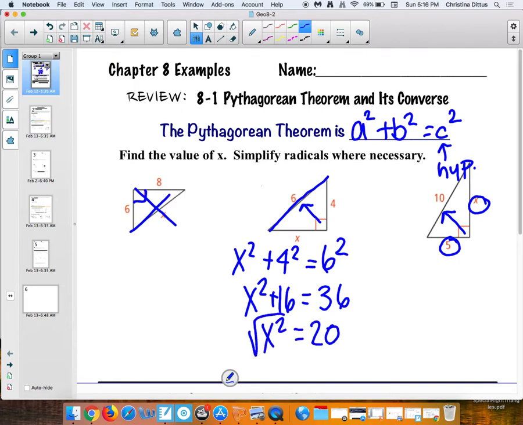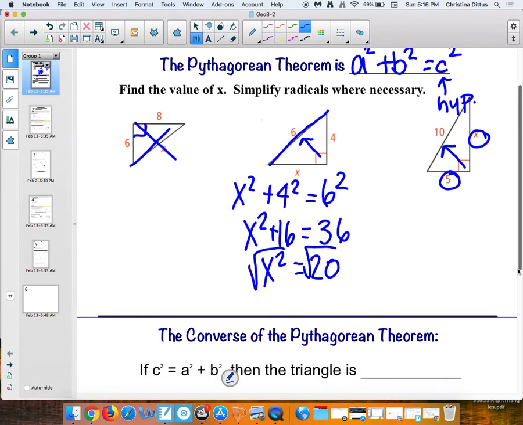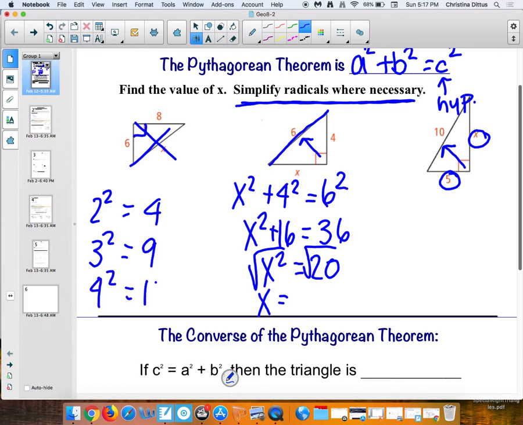Remember to undo a square, you square root, and then to simplify our square root of 20, when we simplify radicals, leave them in a square root. So you think about what goes into 20. That's a perfect square. Perfect squares: 2 squared is 4, 3 squared is 9, 4 squared is 16. So you're looking for these numbers to be factors of whatever is under your square root.